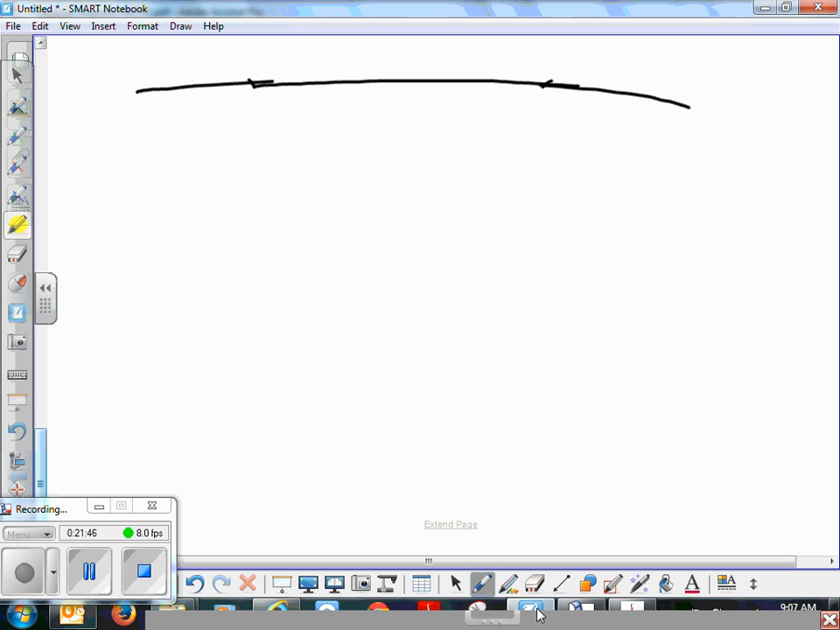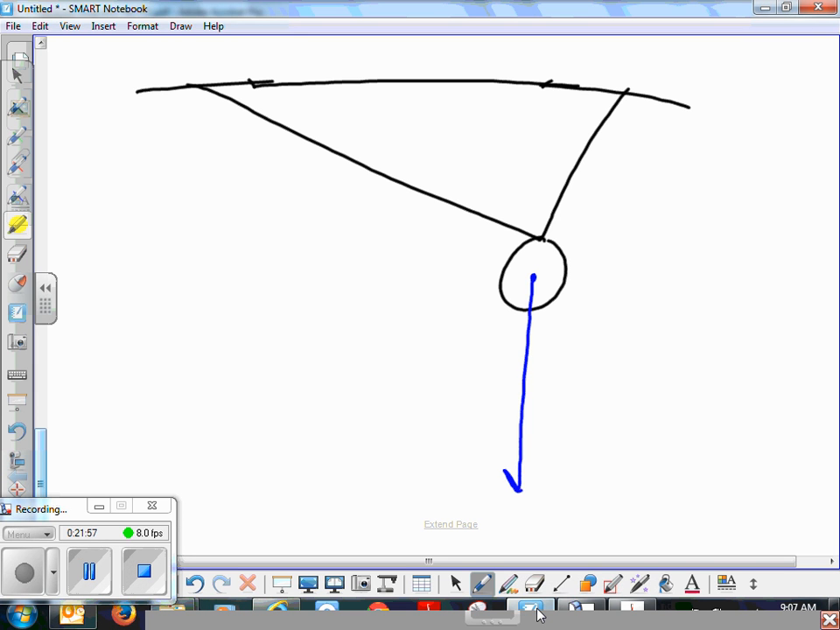Let's say that we have a rope like this. We have our force of gravity right here. So these ropes are going to have to take up that force of gravity. First of all, look at these different tensions. Tension 1, tension 2. Which one do you think is going to be holding this up more?